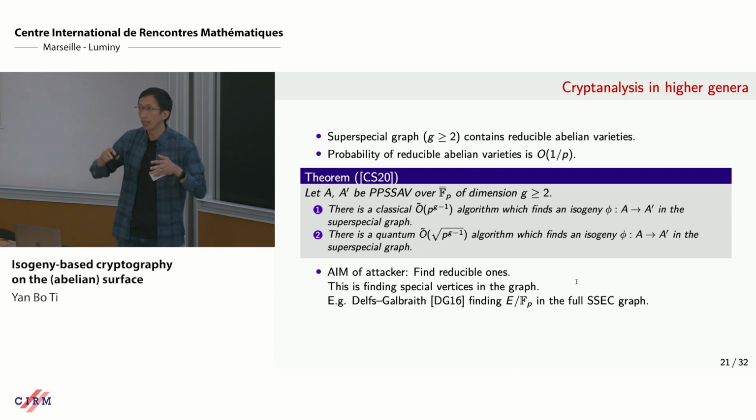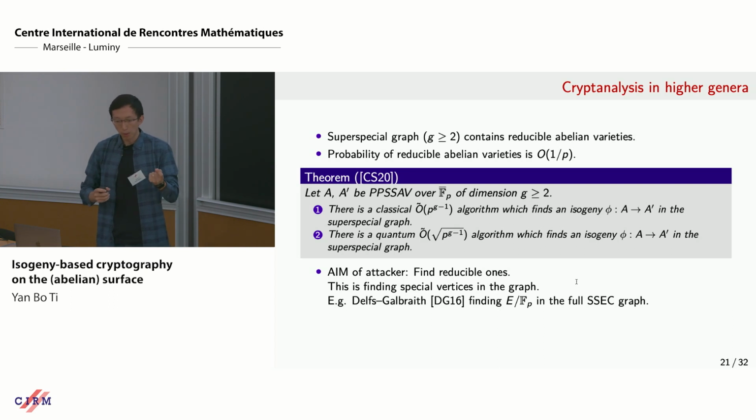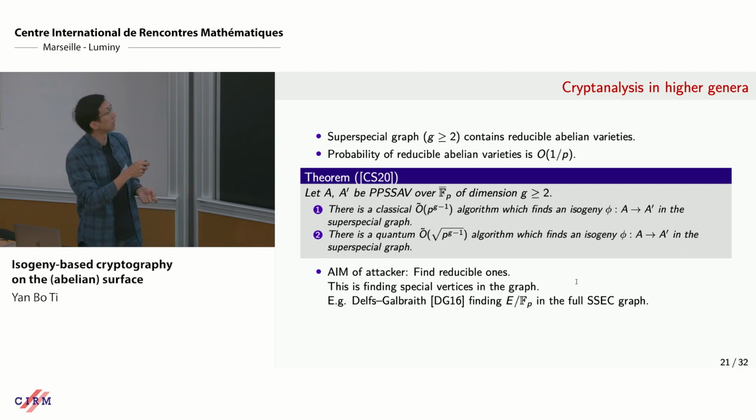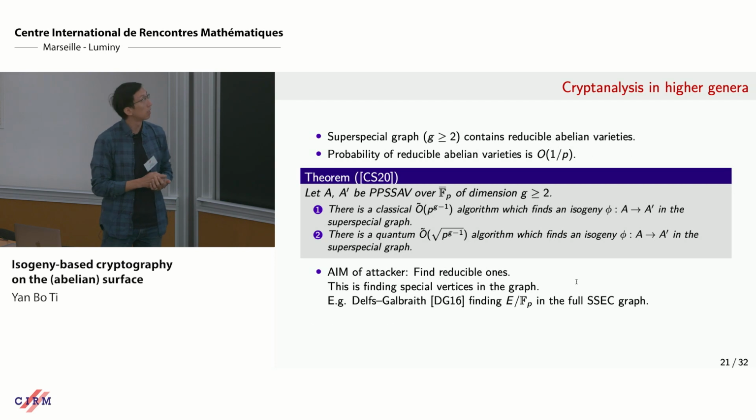We are actually finding distinguished points on the supersingular elliptic curve graph, and these distinguished points are points that are defined over F_p instead of over F_p squared. So this is like a generalization. This algorithm is a generalization of a result by Christina Delfs and Steven Galbraith.